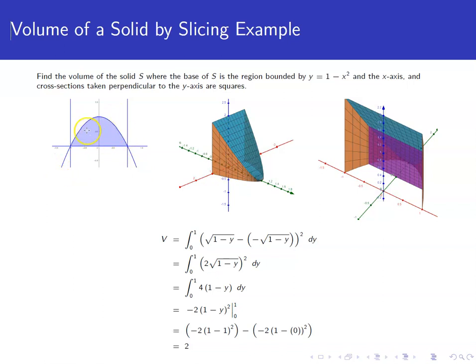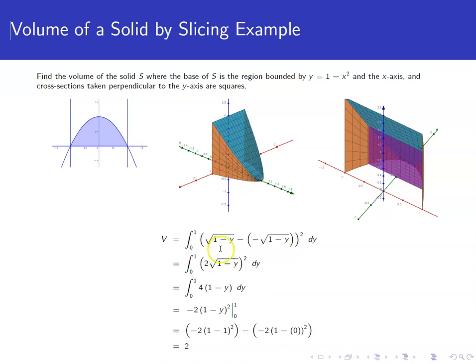The distance across here is what gives us the bottom of our square. To find the distance across, we're just going to do right minus left. So we do root 1 minus y minus the negative of root 1 minus y. That's just the length of the side of the square. To find the area of a square, we square a side length. So we'll take that side length and square it, and multiply it by its thickness. That gives us the volume of a slice, and then integrating adds all of those volumes up.